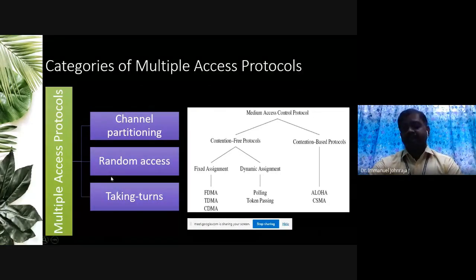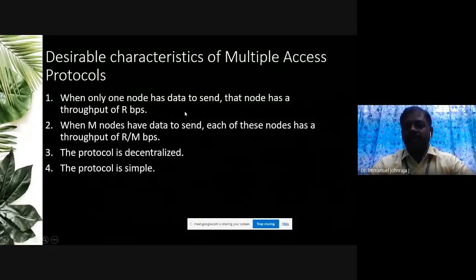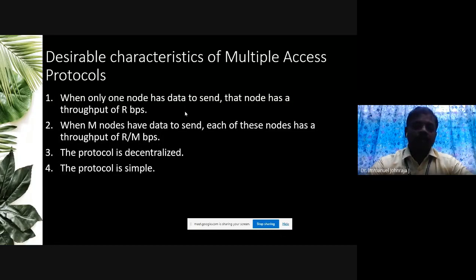What are the desirable characteristics of a multiple access protocol? These are all the desirable or ideal expectations from a multiple access protocol, but unfortunately no one exists. When only one node is sending data, the whole bandwidth has to be used. When there is more than one node, it has to be equally divided among those nodes. If it is m, the total bandwidth has to be divided by m. The protocol also has to be decentralized, and simple so that it can be implemented.